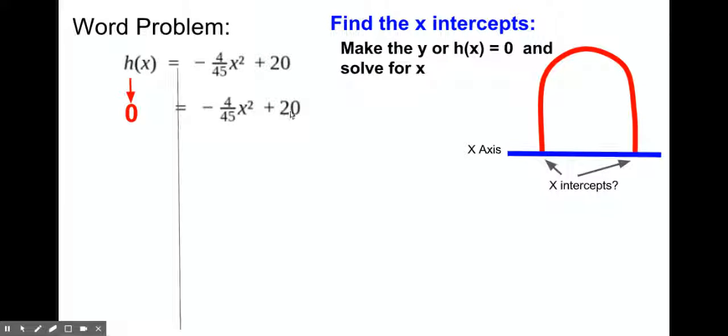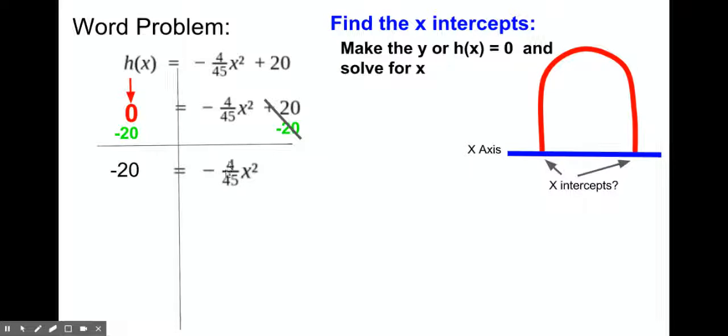How do you get rid of a plus 20? What's the opposite of plus 20? Minus 20. Whatever you do to one side, do to the other. Minus 20. Cancel out the positive 20 and the negative 20, and then drop everything. Now you have to get rid of the fraction that's in front of the x squared. The little 2 we'll get rid of last.